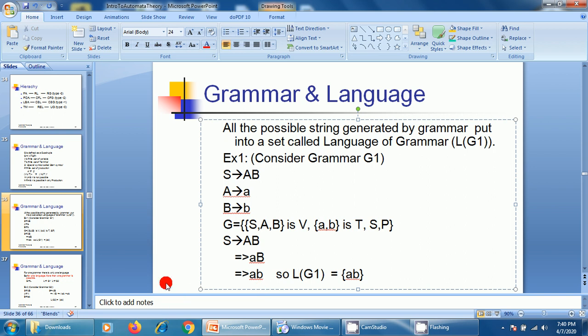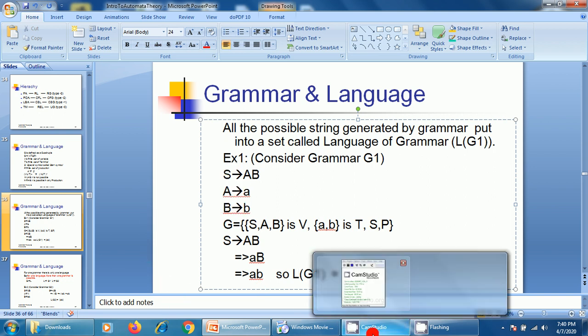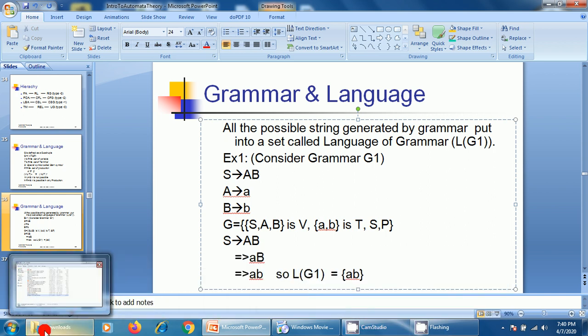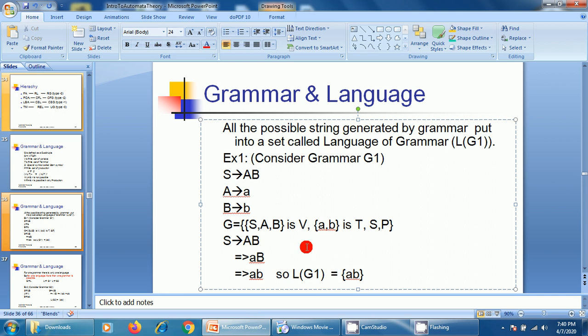Okay, so what is the language of this grammar? The language of this grammar is ab. What is a language? Language is a set of strings. We know, what is language? Language is a set of strings. So this string is generated by this grammar, and only one string is generated by this grammar. So in this set, only one string is there. So what is the language of this grammar? The language of this grammar is ab.